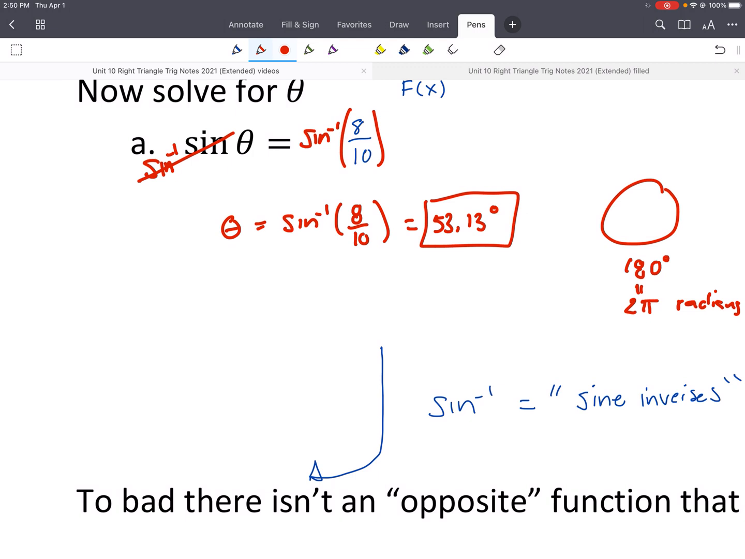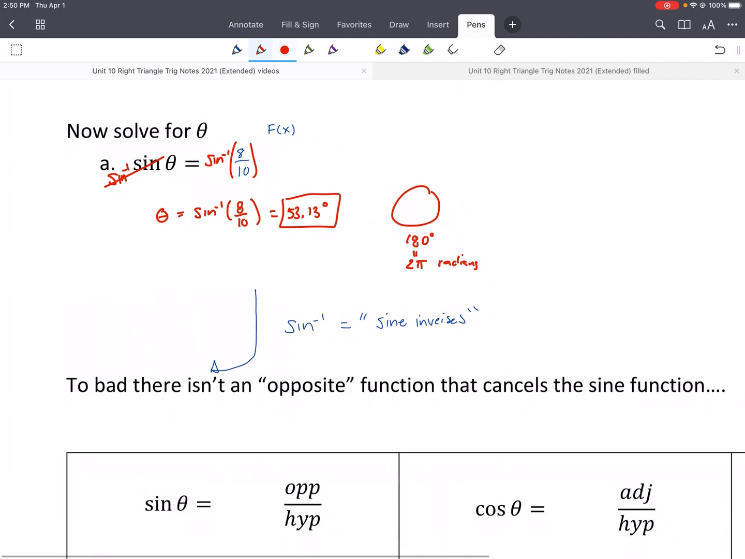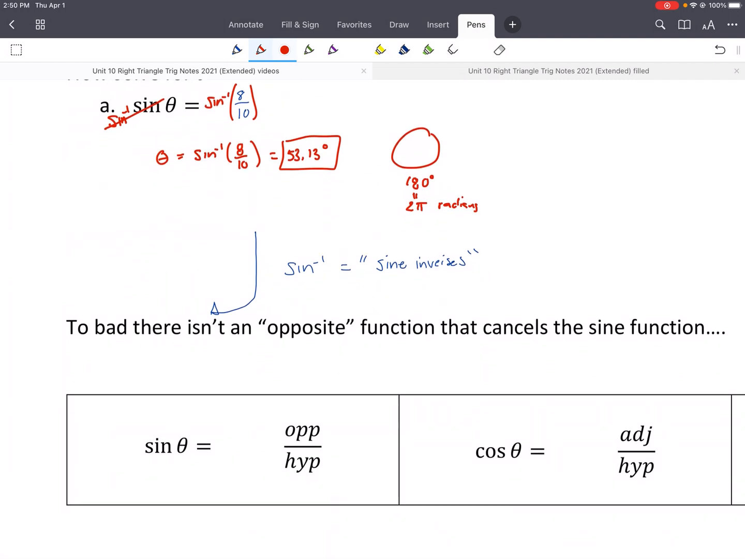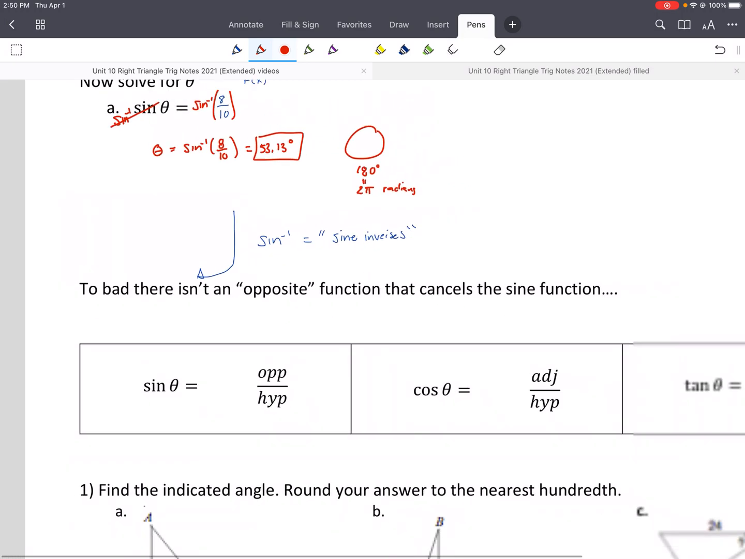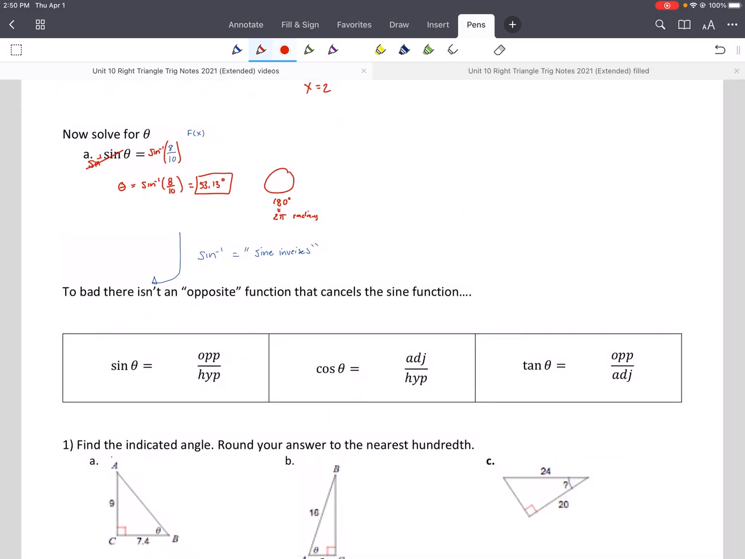On Casios, typically you need to do shift, and then there's a mode or setup that you'll need to click on. All right, so hopefully when you plug that in, that gave you 53.13 degrees. All right, so we talked about inverses.